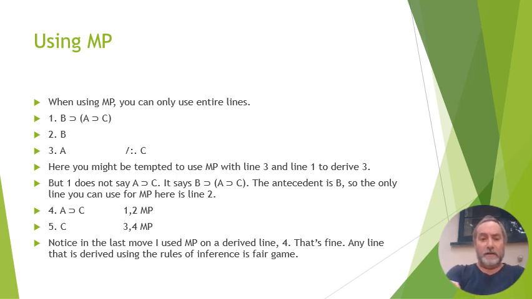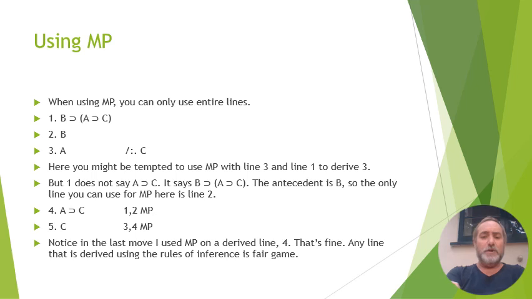So importantly, when using modus ponens, you can only use entire lines, right? So suppose you had this proof you needed to do, right? So you had three premises and a conclusion. The first premise is a conditional. Here, the consequent is a compound statement, right? So you have if B, then A then C, right? Suppose on line 2 you have B, and on line 3 you have A, right? So you're trying to get to C.